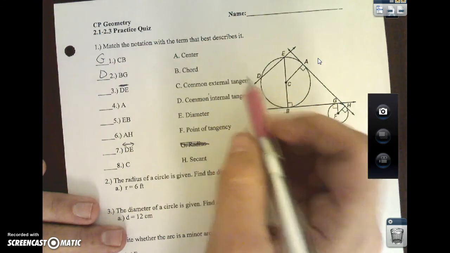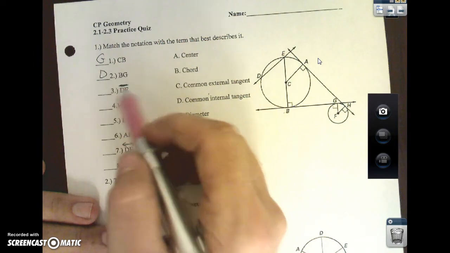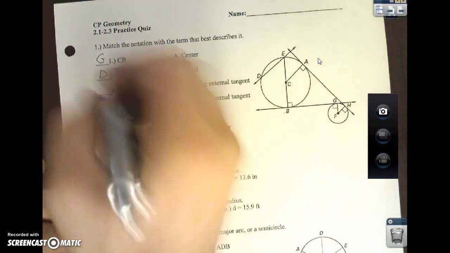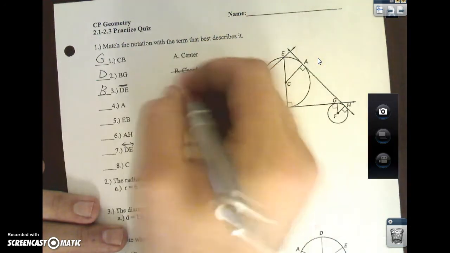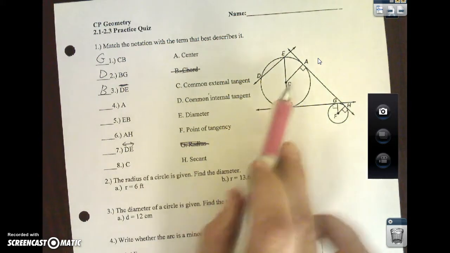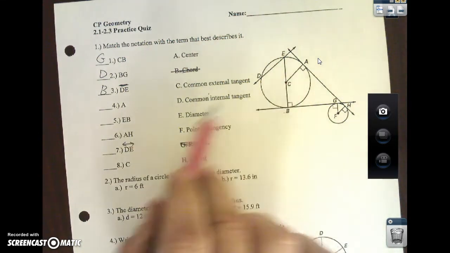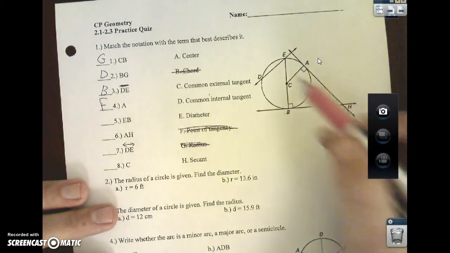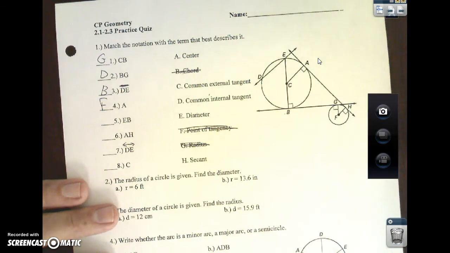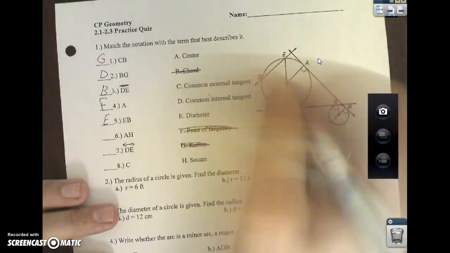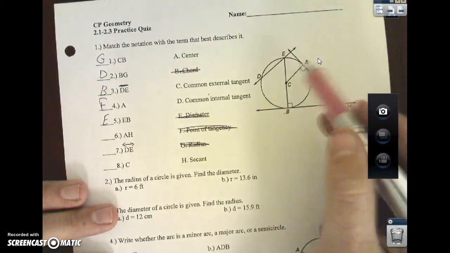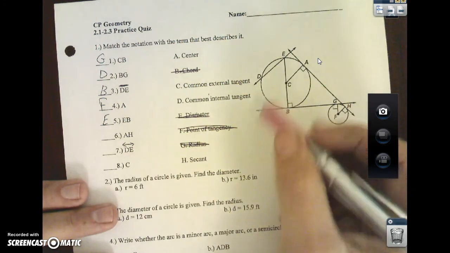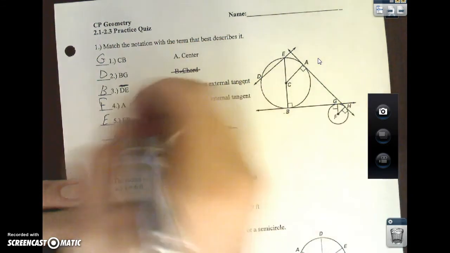DE stretches right this way. Now, one thing to notice, it's a segment over top because it starts and stops at D and E. This is just a chord. So that's going to be your B. A is on the outside. It's where the tangent's hitting it, so that's your point of tangency, F. EB, all the way across, twice your radius is your diameter, so we're looking at that being our E. AH, notice that again I'm hitting at point A and point H, which is your tangent line, but it's on the outside, therefore this is your common external tangent, which is C.